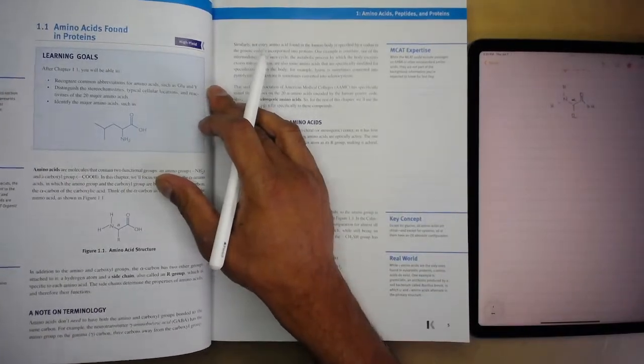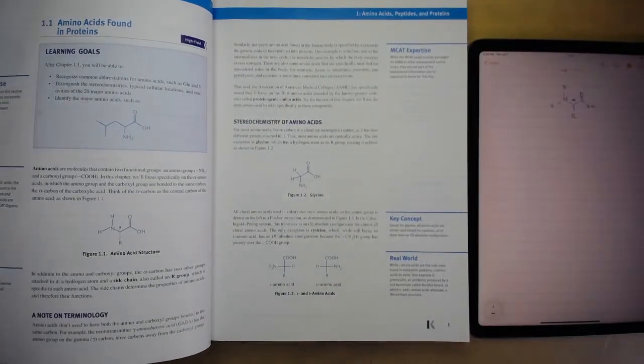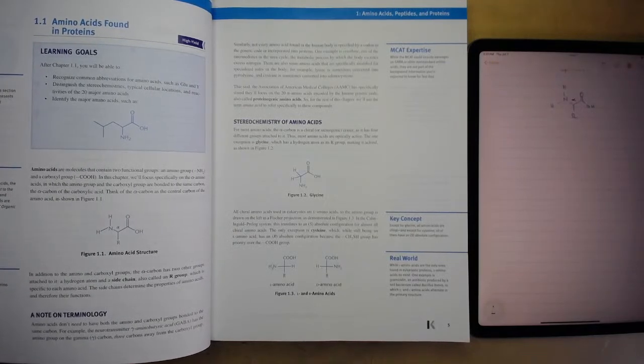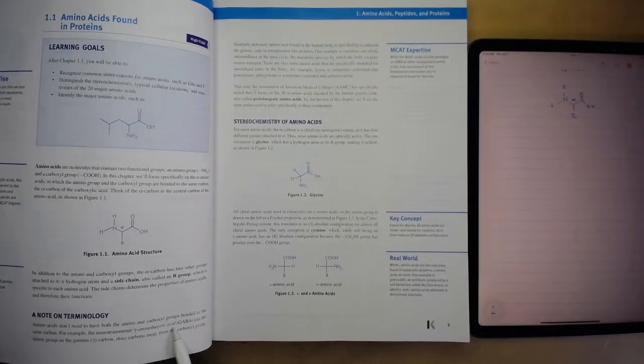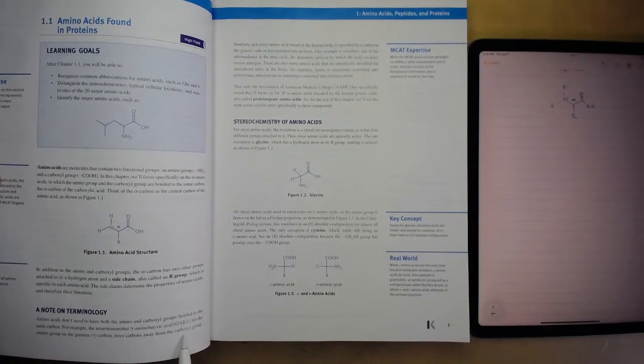A note on terminology. Amino acids don't need to have both the amino and carboxyl groups bonded to the same carbon. For example, the neurotransmitter gamma-aminobutyric acid, GABA, has the amino group on the gamma carbon, three carbons away from the carboxyl group.